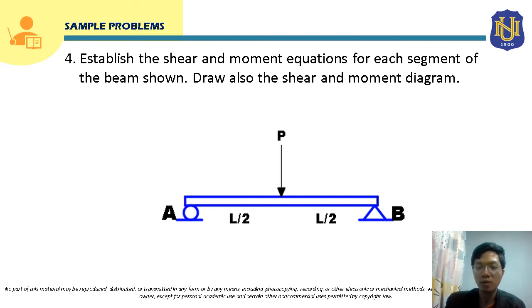Okay, for sample problem number 4, establish the shear and moment equations for each segment of the beam shown. Draw also the shear and moment diagram. So we have here a simply supported beam with an applied load P applied here at the midspan of the beam. Okay, so let's solve this.